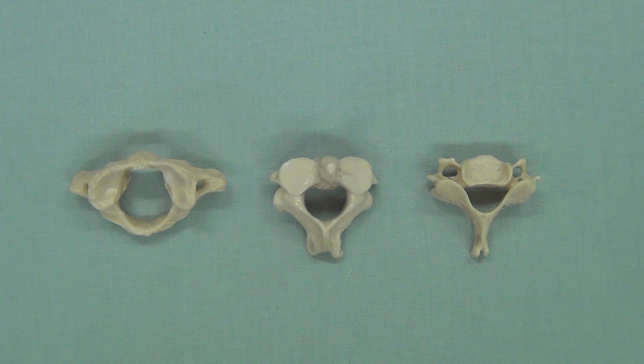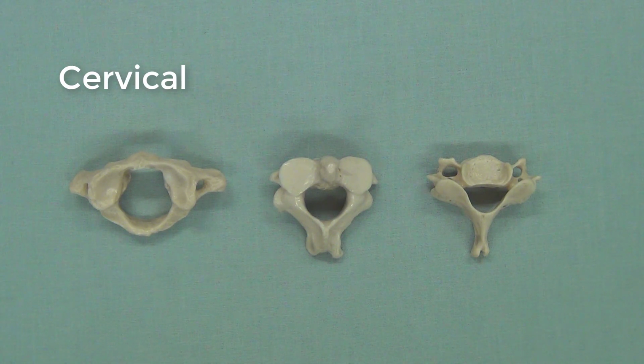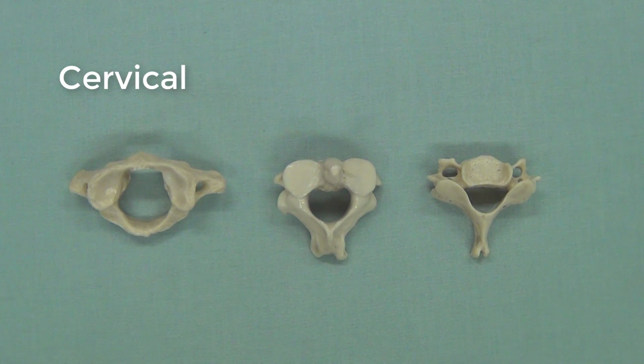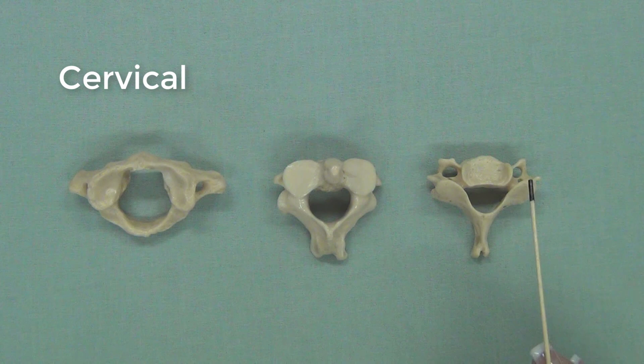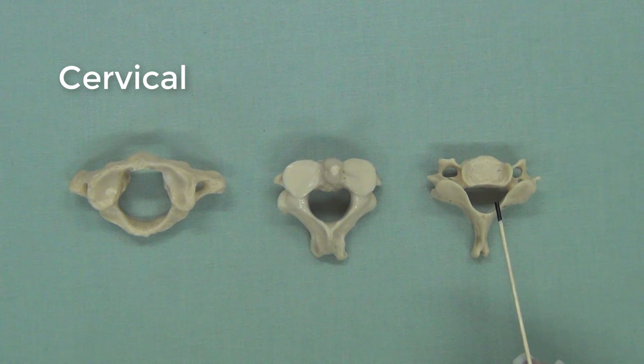Let's now focus on the first of our vertebrae groups, the cervical vertebra. In the cervical vertebra group, there are 7 vertebrae. They are named C for the group name cervical, and then 1 through 7 from superior to inferior. Here we see C1, C2, and one of the common cervical vertebrae.